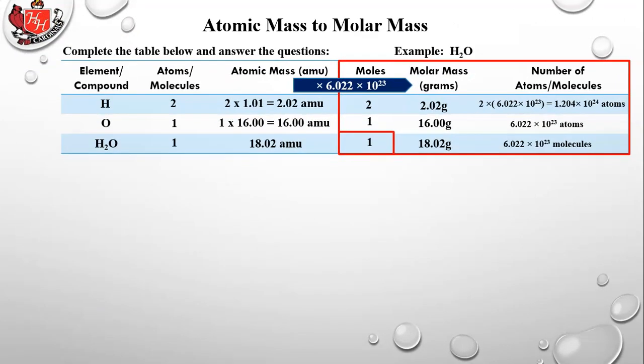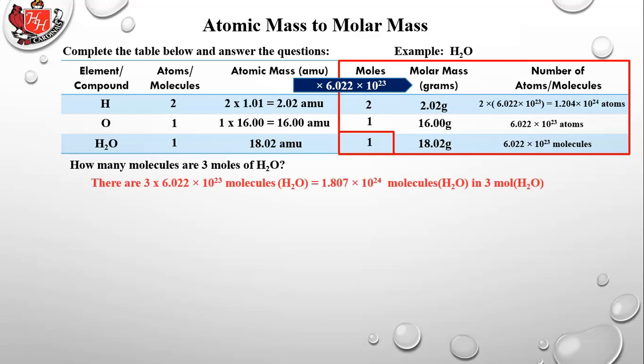Let's finish up with some that deal with the number of atoms or molecules. How many molecules in 3 moles of H2O? Well, you can see in 1 mole of H2O there are 6.022 times 10 to the 23rd water molecules. So there are 3 times 6.022 times 10 to the 23rd molecules of H2O, which equals 1.807 times 10 to the 24th molecules of H2O in 3 moles of water.